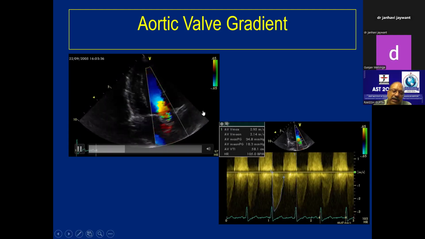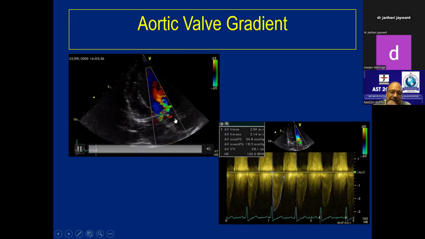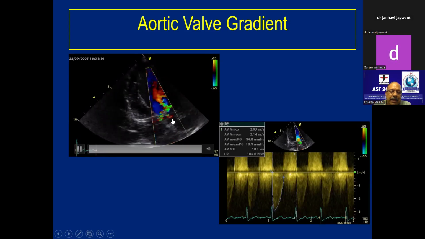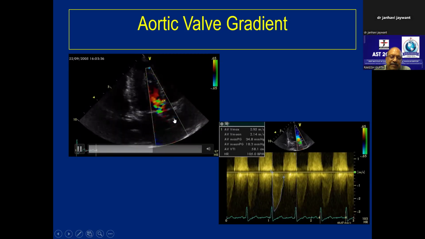Remember, one important thing is pulse wave is site specific. Suppose I keep my pulse wave over here, I'll be measuring velocity only at this point, at the level of LVOT. If I put a pulse wave at the aortic valve level, I'll be measuring aortic valve velocity at this level. In normal circumstances, my velocity is 1.7 meters per second. But in aortic stenosis, my velocity goes up very high.